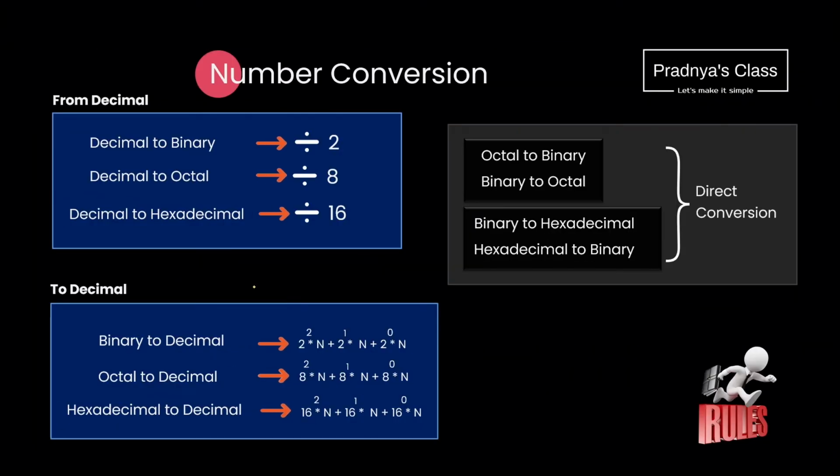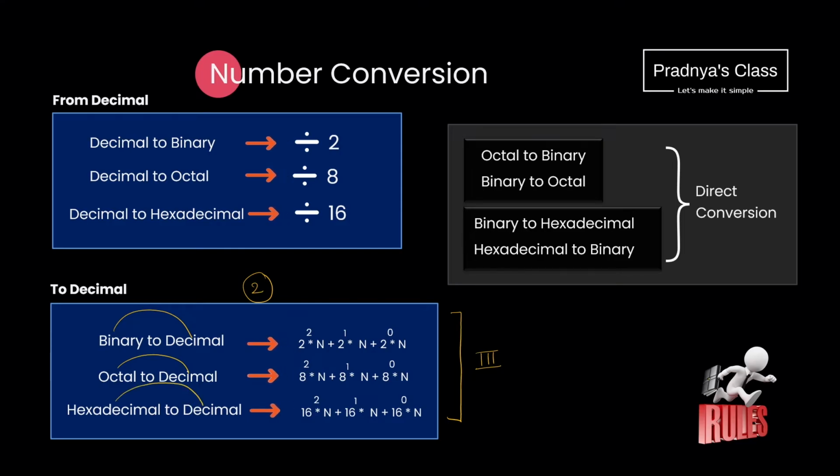It's time to move ahead to the second set. In this set also, we are going to cover 3 types of conversions. Which are they? From other number systems to decimal. That's why we call this set the 2 decimal set. From binary to decimal, from octal to decimal, and from hexadecimal to decimal.